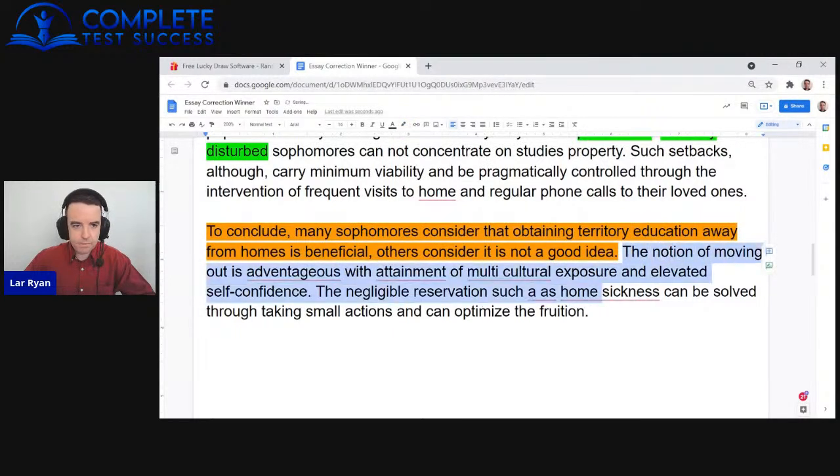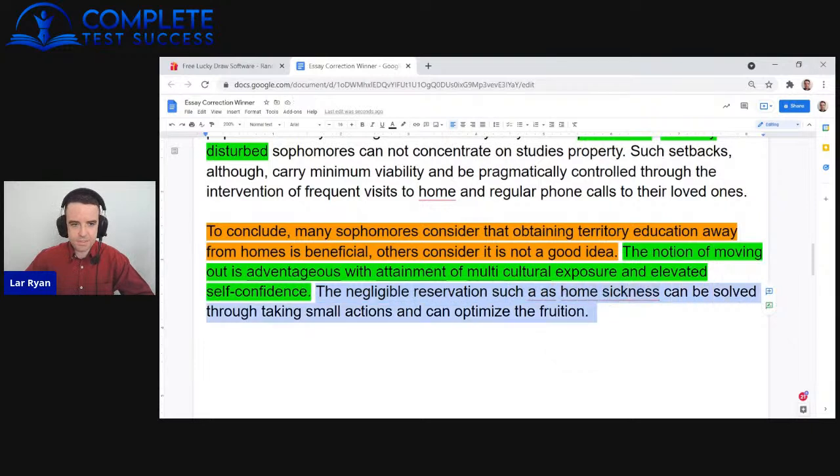The notion of moving out is advantageous with attainment of multicultural exposure and elevated self-confidence. Good. Still vocab mistakes, but the main ideas are there. The negligible reservations such as homesickness can be solved through taking small actions and can optimize.